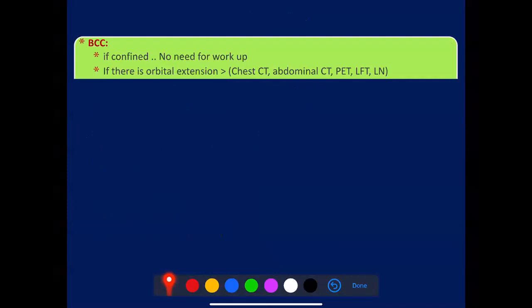Basically, if the basal cell carcinoma is confined, with the typical local spread, you don't need to do workup. However, Dr. Abdurrahman, I showed you a case that we saw together. If it's fungating and very large and there is orbital extension, you need to do a full workup, of course, with consultation with a head and neck surgeon as well as an oncologist.